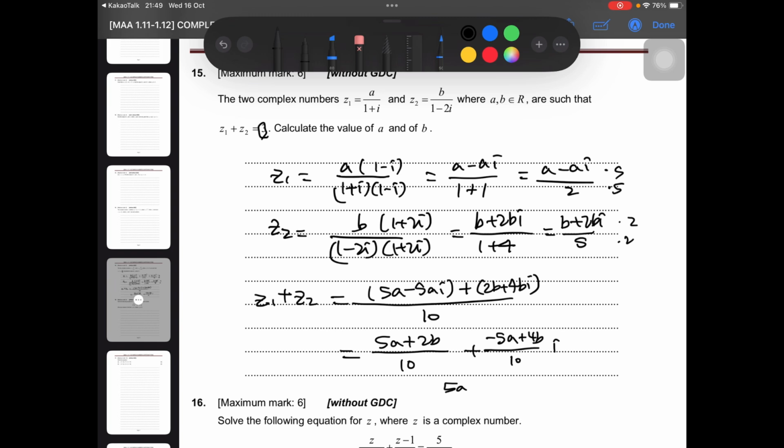So 5a plus 2b should be 30. Negative 5a plus 4b should be 0. So b equals 5 and a equals 4.